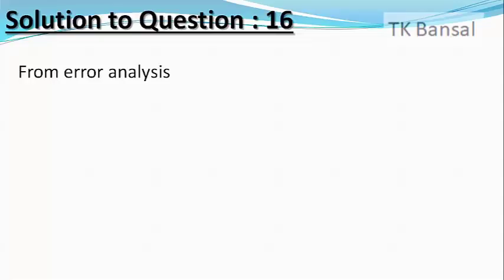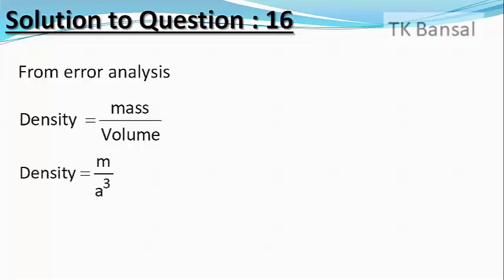We know that the density of a material is equal to the mass of the material divided by its volume. Now, since the volume is in the form of a cube, density may be written as d is equal to m divided by a cube, where a is the length of each side of the cube.